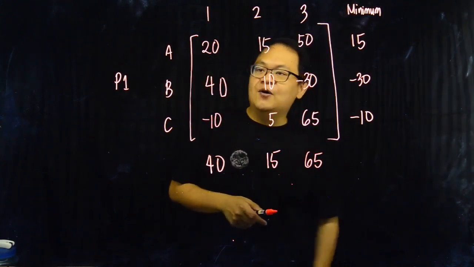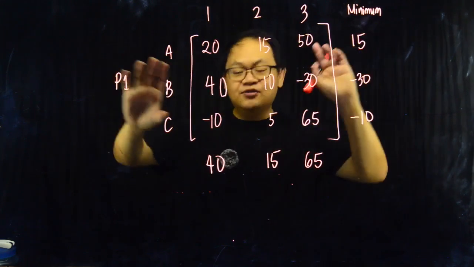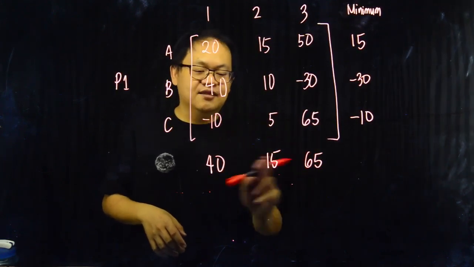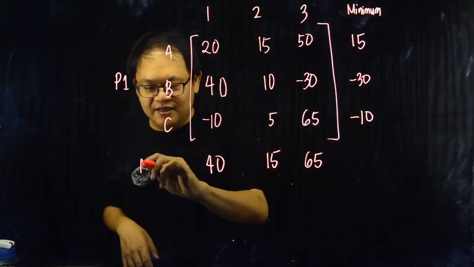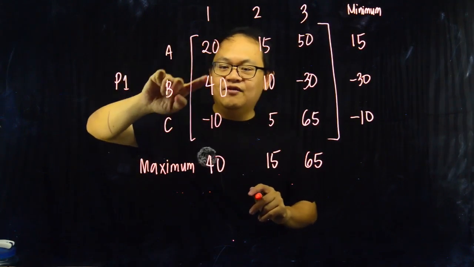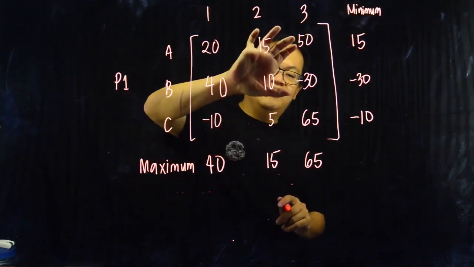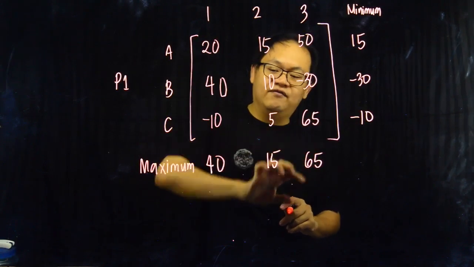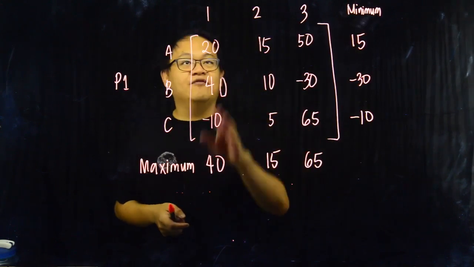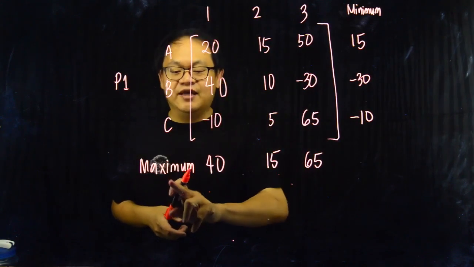Okay? Now, let's go back to player 1. We have these 3 worst case scenarios. If you look at these worst case scenarios for player 2, we're actually getting the maximum. You're getting the maximum between 20, 40, and negative 10; 40, 15, 10, and 5; 15, and 15, negative 30; 65, 65. Okay? So for player 1's worst case scenario, you're getting the minimum of each row. And for player 2's strategy, to get the worst case scenario, you're getting the maximum.